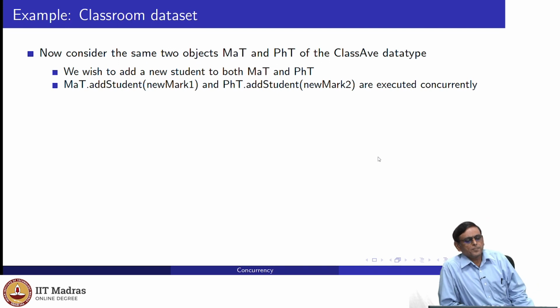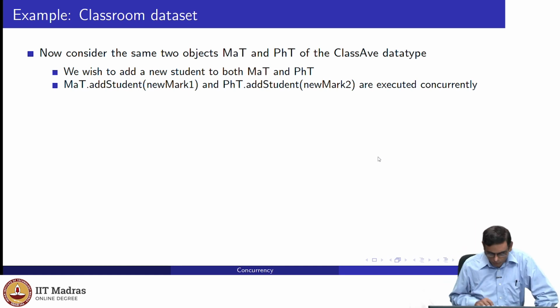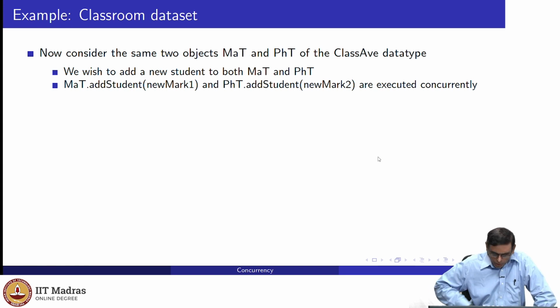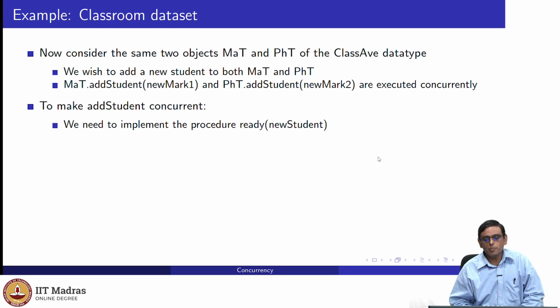Now consider that we have two objects, math teacher and physics teacher, and we want to do not only average, we may want to do add student also concurrently, right? We have math teacher and physics teacher objects and they have add student procedures. Why only average? Let us also make the add student also work concurrently. How do you do that? For that again same way, we need to implement ready new student. It's not new student, it's add student, right? I'm sorry. It should say ready add student.